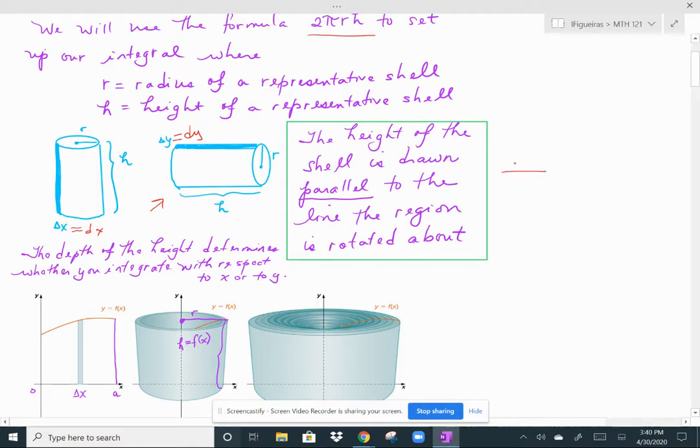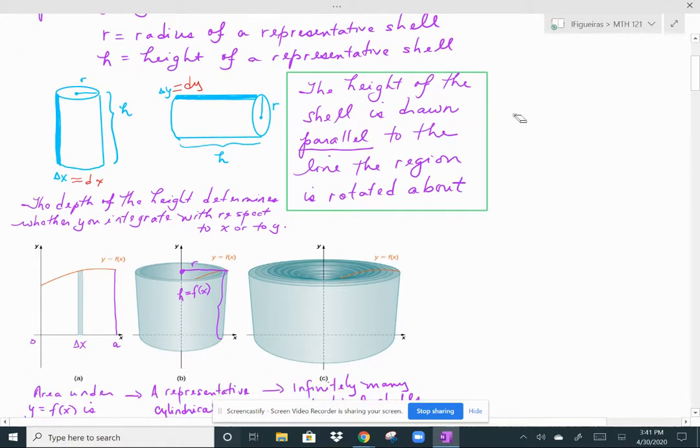Just like I mentioned with discs and washers, you're going to want to know how to draw these. This statement here in this green box is important. When you're drawing a representative cylindrical shell in your solid, you want to make sure that you draw the height of the shell parallel to the line that the region is being rotated around. If you were rotating around the y-axis or a vertical line, it would look like the first picture. If you were rotating around the x-axis or a horizontal line, it would look like the second picture. And remember, the depth, the dx or the dy, determines whether you are integrating with respect to x or y. So that's always important to figure out.